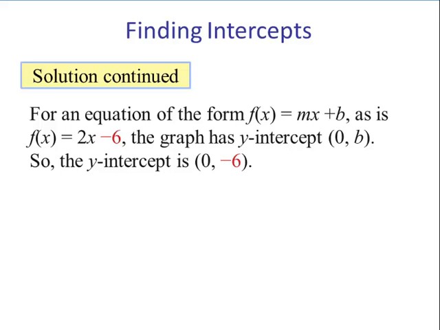To find the y-intercept, if we notice that f of x equals 2x minus 6 is in the form of f of x equals mx plus b. b is the y-intercept. So in this case, the y-intercept is -6. We could also let x be 0 and solve for y. So that'll be 2 times 0, which is 0, minus 6. We get the same answer.